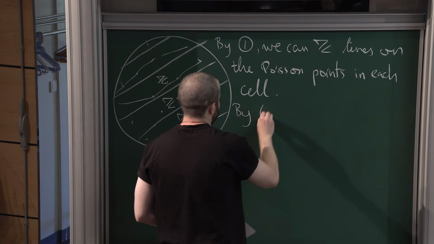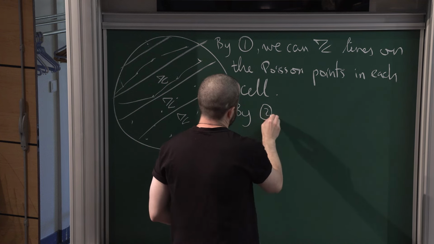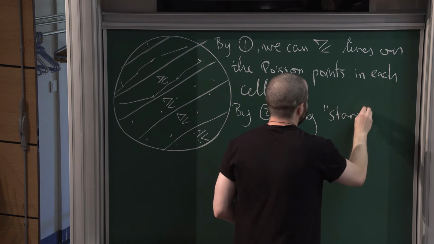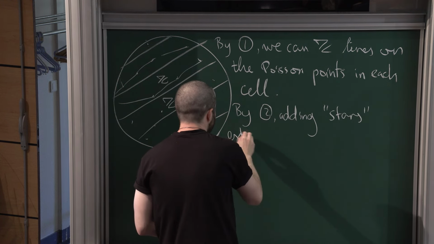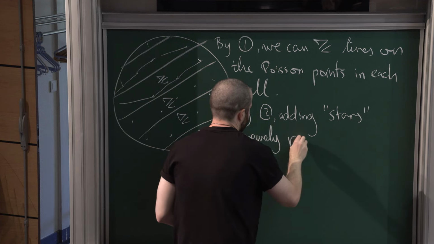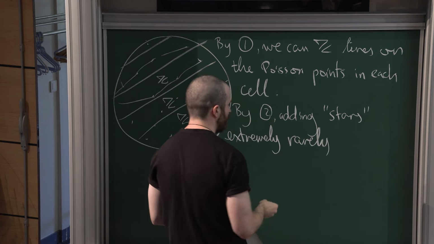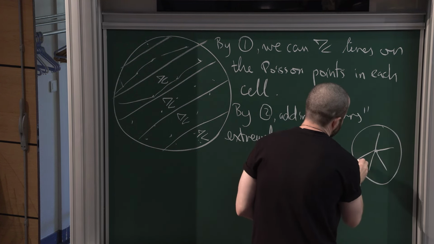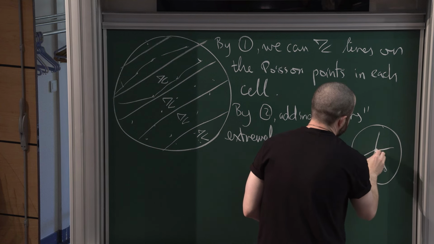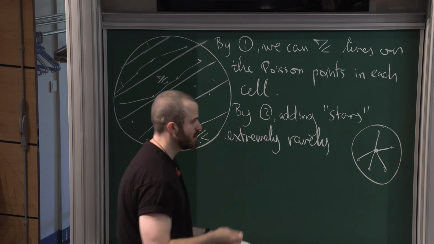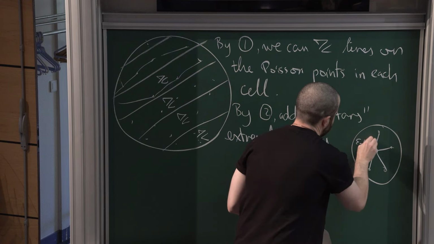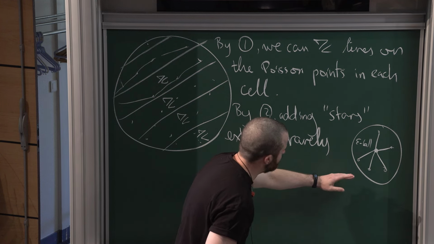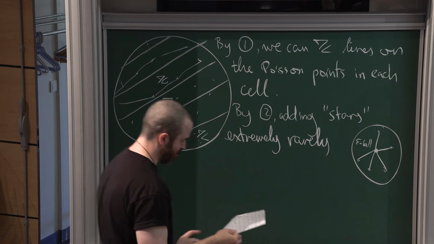So by 2, adding what I'll call stars extremely rarely and randomly. So by a star, what I mean is a graph that looks like this. What you do is you have some fixed point in the center, and then you connect to every other point in some epsilon ball. You may recognize this diagram from the poster for the summer school. Very thankful to whoever made that decision.